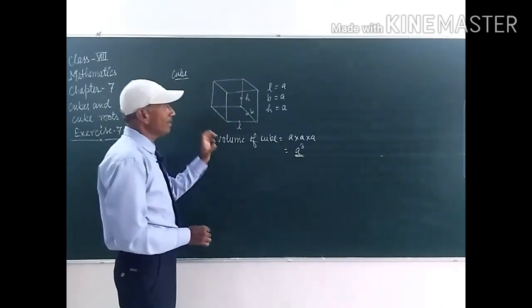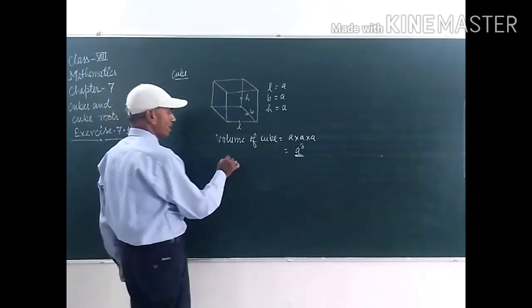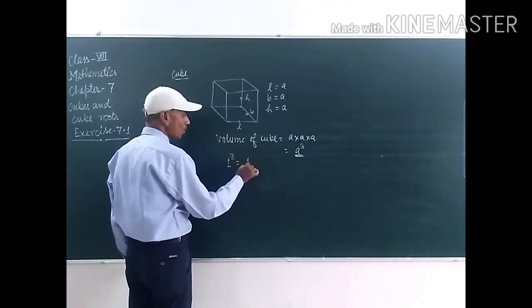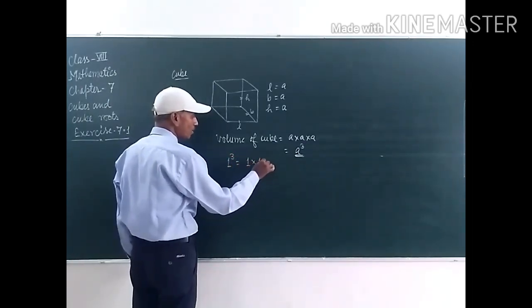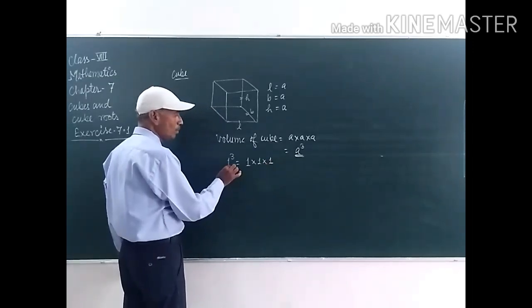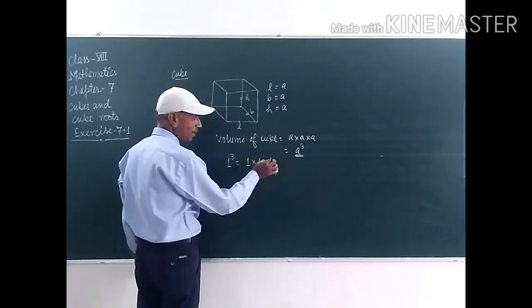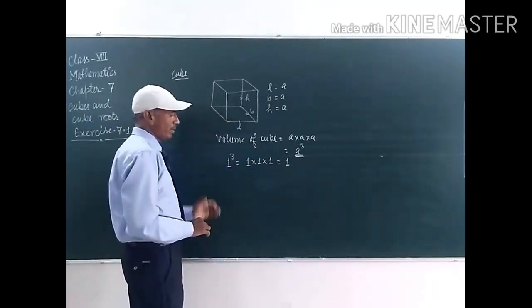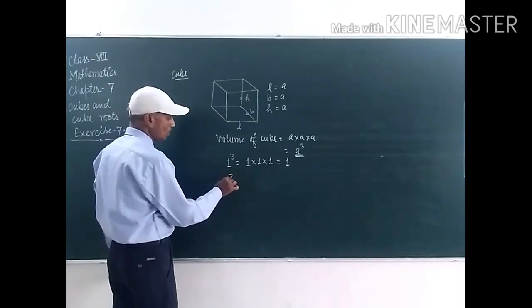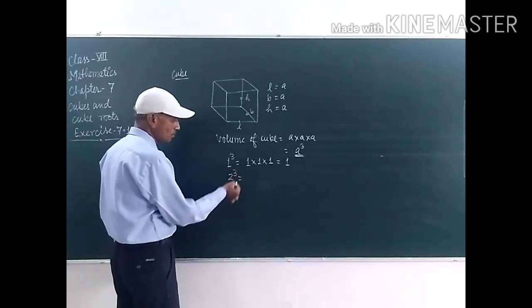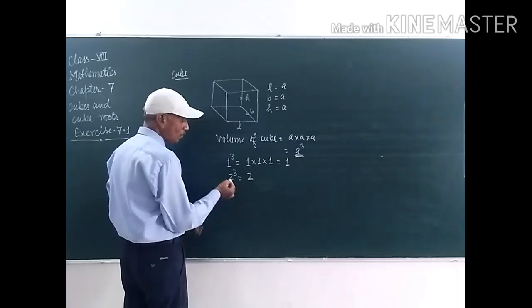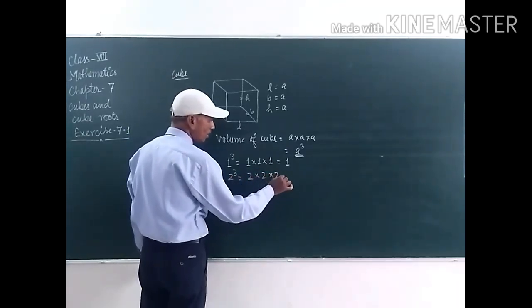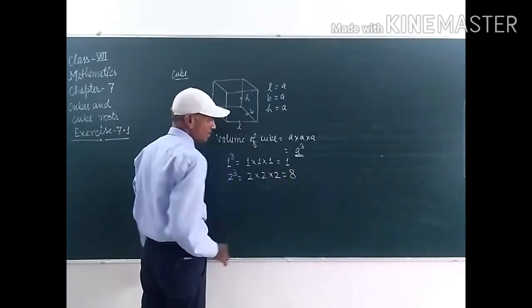Now we find the cube of numbers, student. That is, 1 raised to the power 3 means 1 into 1 into 1. 1 cube means 1 multiplied 3 times, which is equal to 1, student. Take another number, that is 2. 2 raised to the power 3 means 2 cube. So we have to multiply this 2 three times. 2 into 2 into 2 is equal to 8, student.